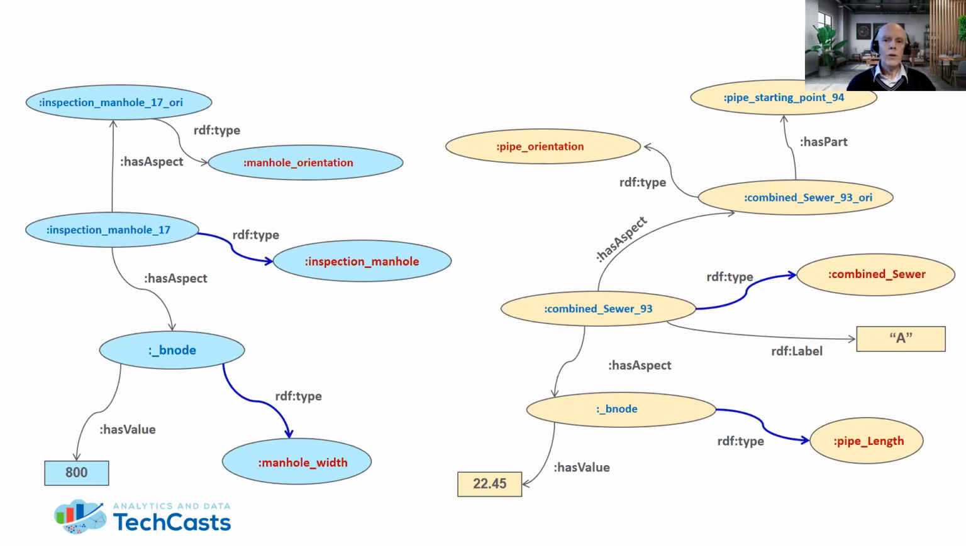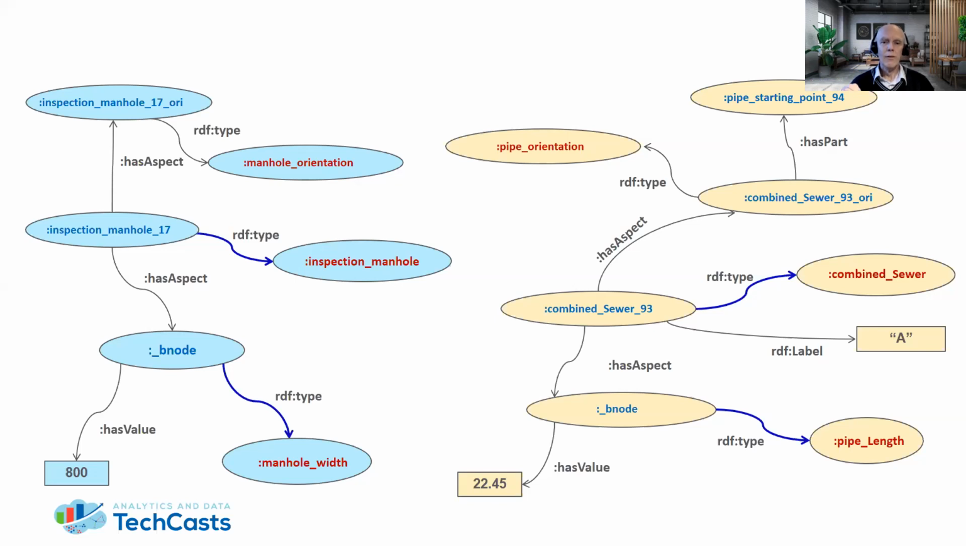Now, obviously you can retrieve any information that's directly linked to this combined sewer 93, but you can also make use of the chains of relationships and then retrieve information which is indirectly connected. And this capability is very useful when you want to integrate information from different parts of your model or from different data sources altogether.